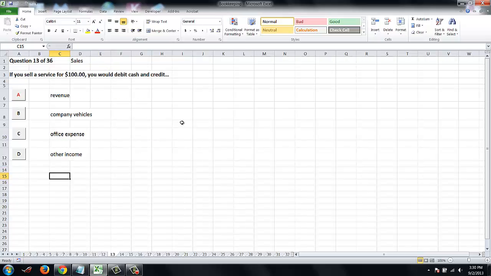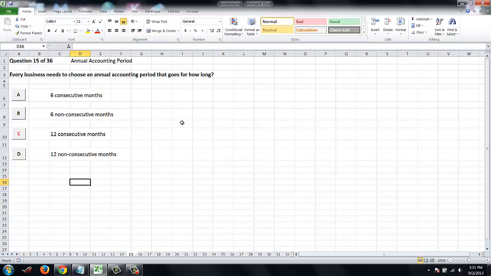Question 13. If you sell a service for $100, you would debit cash and credit A, revenue. Question 14. An example of a source document is A, an invoice from a vendor. Question 15. Every business needs to choose an annual accounting period that goes for how long? C, consecutive 12 months.